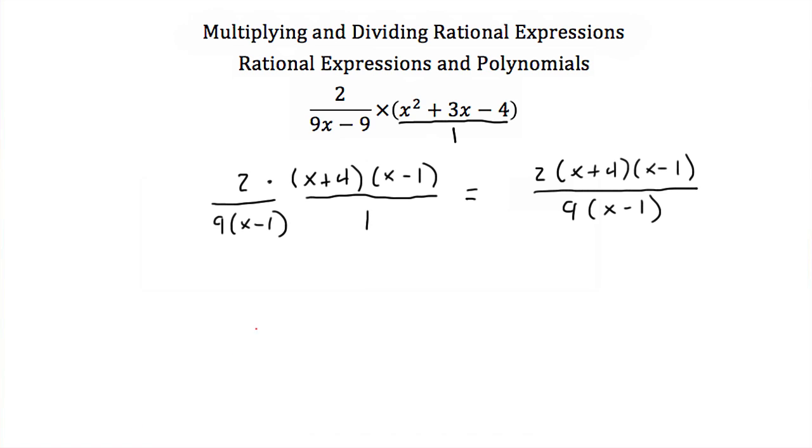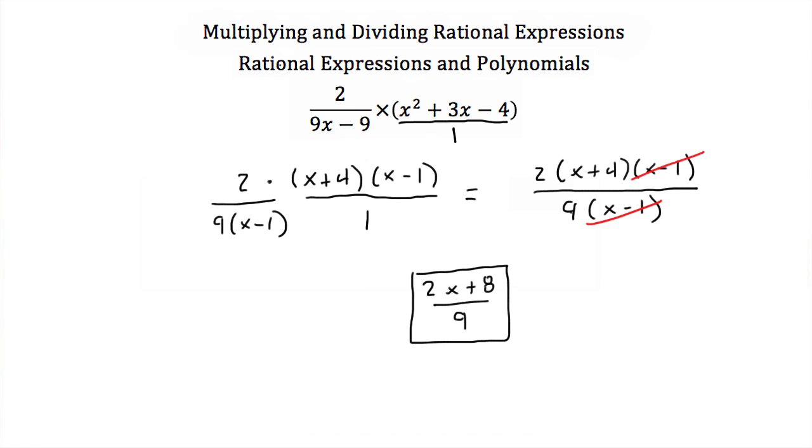Now looking at this, the reason why we factored these to begin with is because it makes it very easy to see if terms will cancel out. Here I have an x minus 1 in the numerator and an x minus 1 in the denominator. So these are going to cancel. So I'm left with 2/9 times x plus 4. So my solution then would be 2x plus 8 over 9.